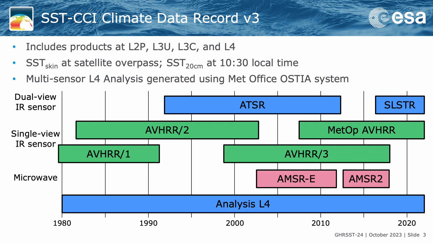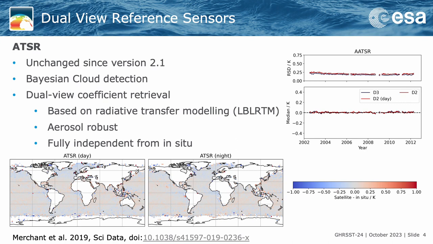Due to the lower resolution of the microwave sensors, the AMSR products are only available as level 2P. They include both subskin at satellite overpass and the time-adjusted 20 cm SST. Finally, we also produce a satellite-only SST analysis using the Met Office OSTIA system.